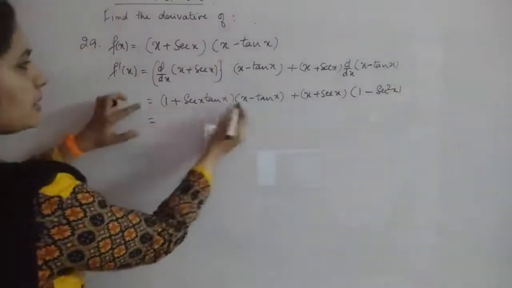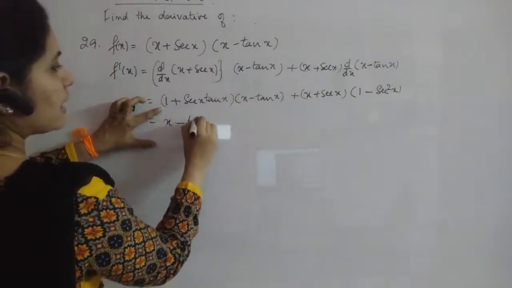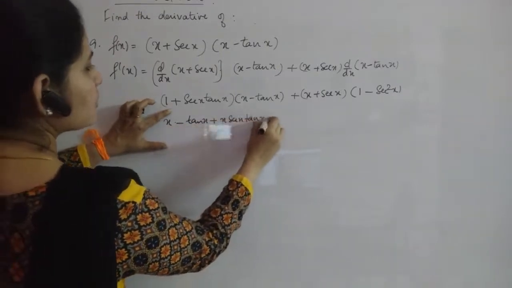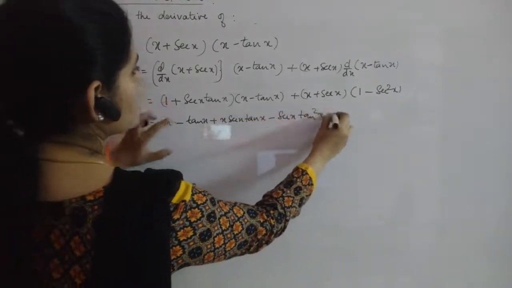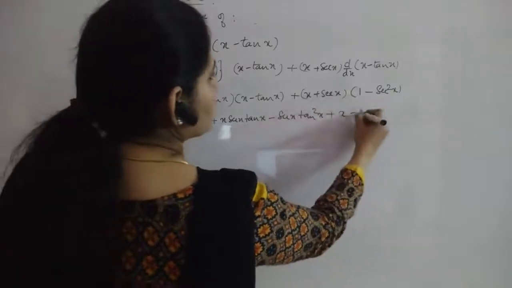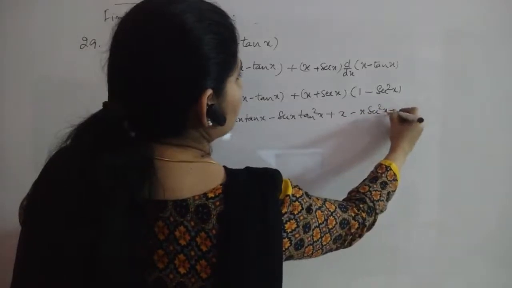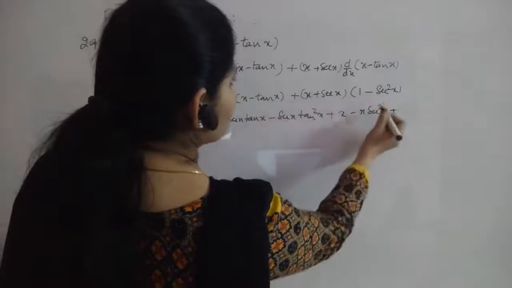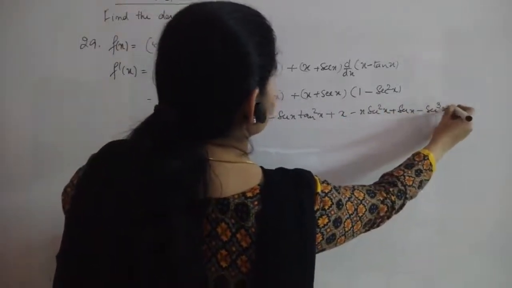Now you just multiply, what you will get, x, 1 into this, minus tan x plus x sec x tan x minus sec x tan square x plus x, then minus x sec square x plus x into 1, x, into sec x, and sec x minus sec cube x.